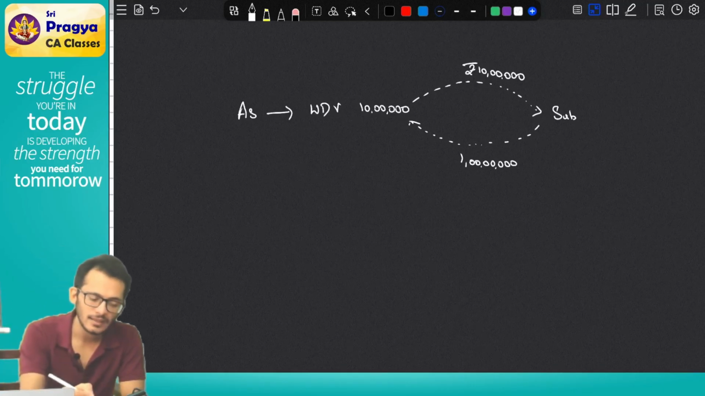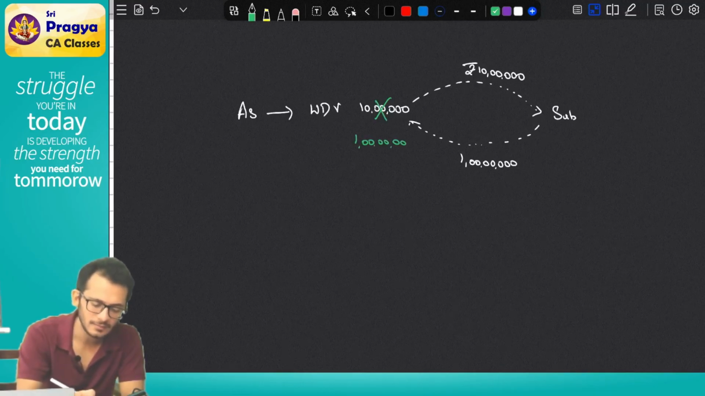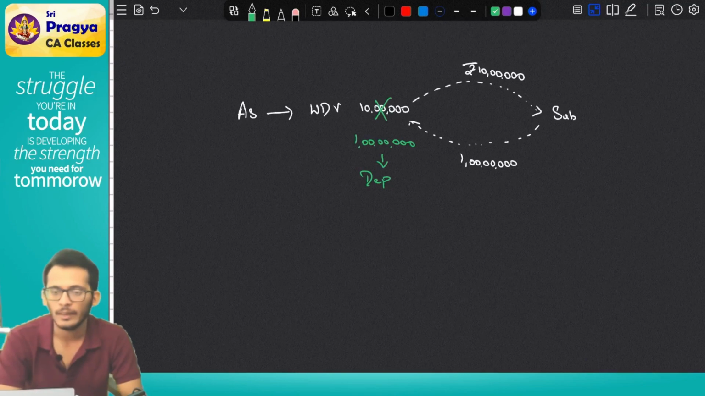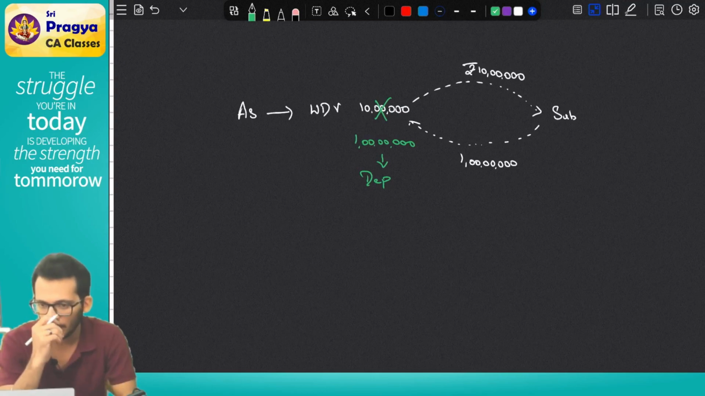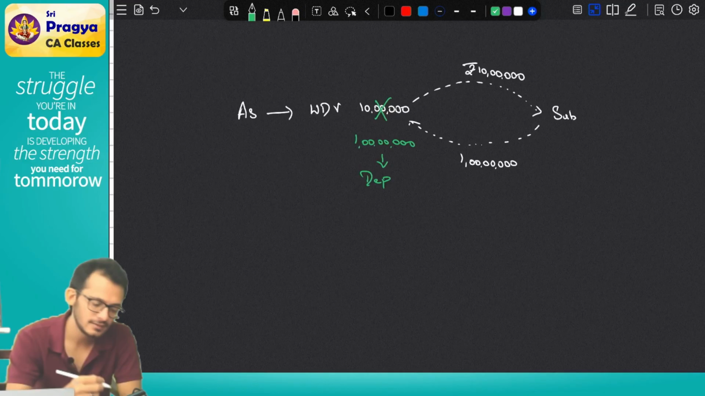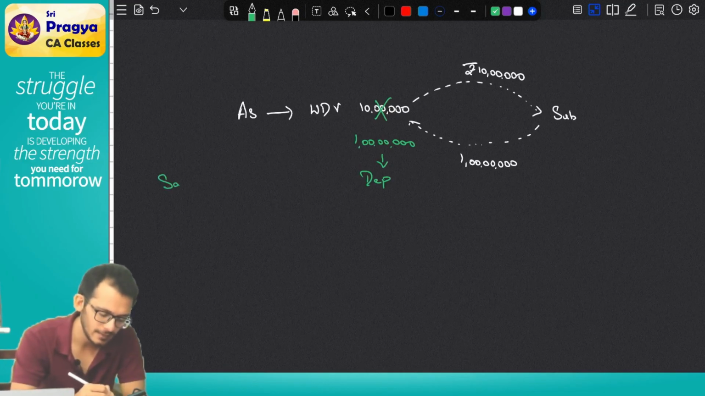For me, the asset has now become 1 crore. If my asset has become 1 crore, I will claim depreciation on 1 crore. If I am claiming depreciation on 1 crore, my profits will come down or my profits will increase? My profits will come down. Notice the transaction. The transaction is done purely to avoid taxes. Yes or no? Yes. This model is called as sale and sale back.